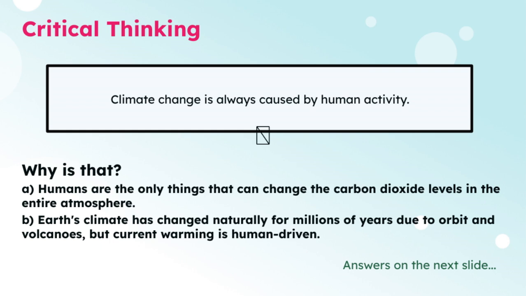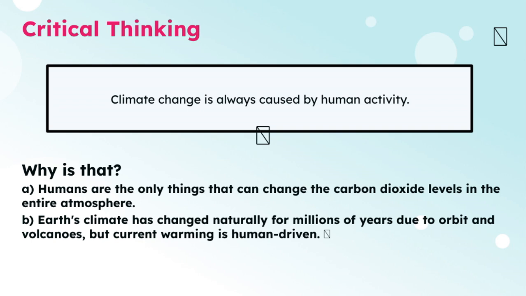A weak answer might say, climate change is natural, so humans are not responsible. A stronger answer says, climate change can be natural, but the current speed and pattern of warming points strongly to human activity. The correct answer is B. Earth's climate has changed naturally for millions of years due to orbit and volcanoes, but current warming is human-driven.